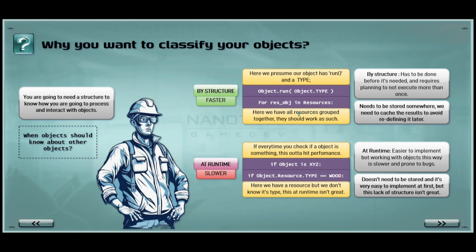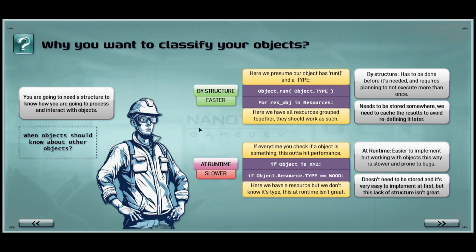So the way that you are going to be running faster than runtime is by storing these structures somewhere. You have to cache these values to avoid redefining them later. Let's say you can do both methods at the same time. You can give it a shot at runtime whenever you start the game, and you create basically a cached variable that's going to contain all the information you need for objects just a single time. So you only do it whenever you need.